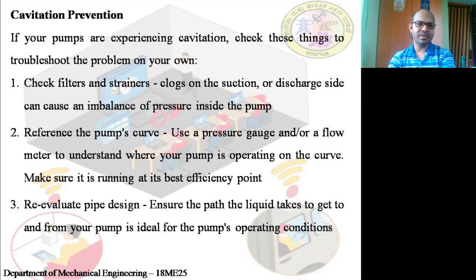Reference the pump's curve. Use a pressure gauge and/or a flow meter to understand where your pump is operating on the curve. Make sure it is running at its best efficiency point. Okay, re-evaluate pipe design. Ensure the path the liquid takes to and from your pump is ideal for the pump's operating conditions.